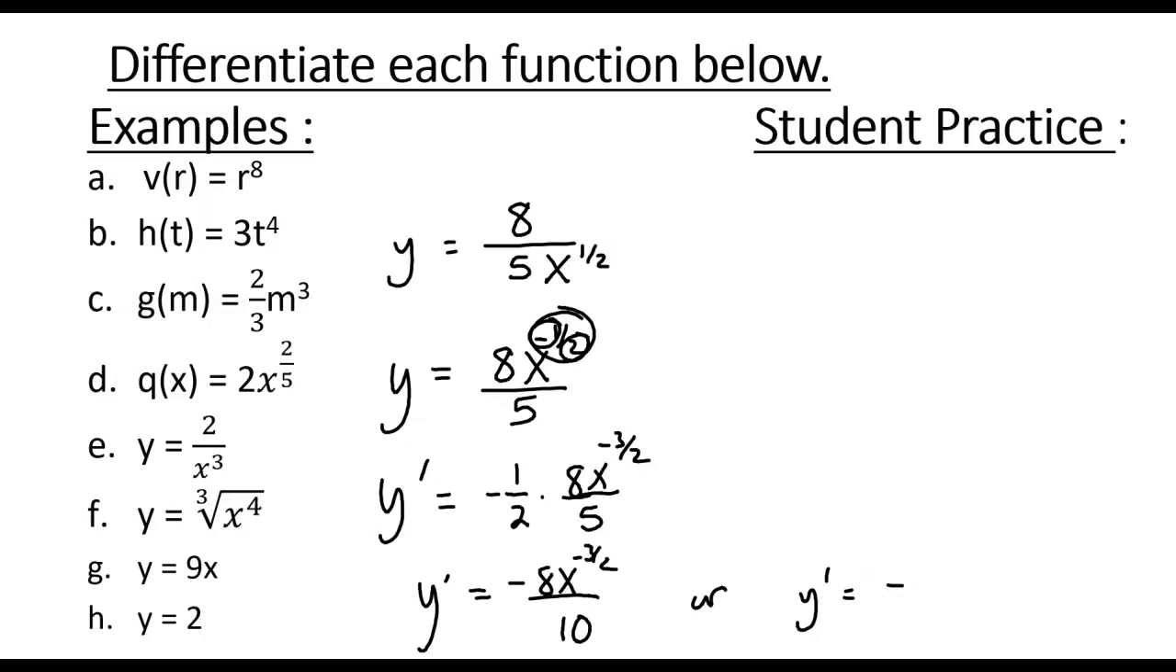Oh, actually, I didn't simplify this all the way, did I? 8 and 10 can be reduced. I should have reduced that. 2 goes into 8 4 times. So I should have had negative 4x to the negative 3/2 over 5. That was my bad. Sorry about that. So rewriting that, we would have negative 4 over 5x to the positive 3/2. So those are the two ways that you can write these answers.